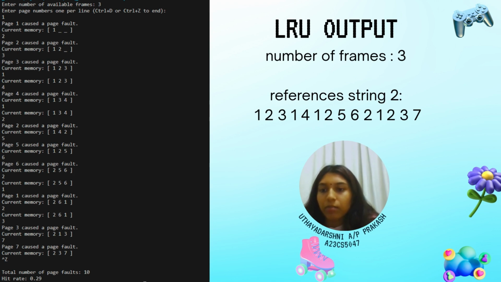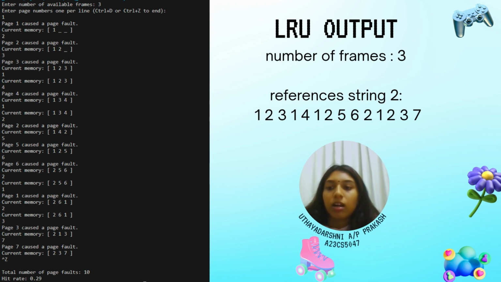And step 7, page 2 is not in the memory, so we remove the oldest used page, which is page 3. So the current memory will become 1, 4, and 2. Step 8, page 5 is not in the memory, so we remove the oldest used page, which is page 4. So the current memory is 1, 2, and 5. Step 9, page 6 is not in the memory, so we remove the oldest used page, which is page 1. So we get 2, 5, and 6. And step 10, page 2 is already in the memory, so nothing changes.